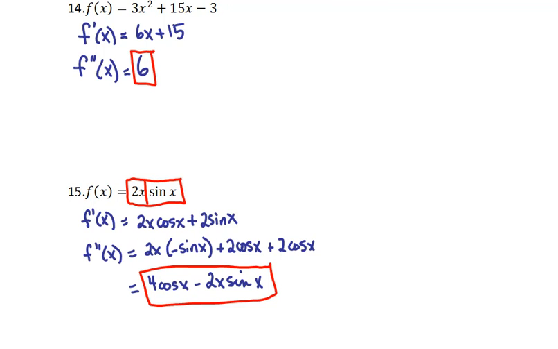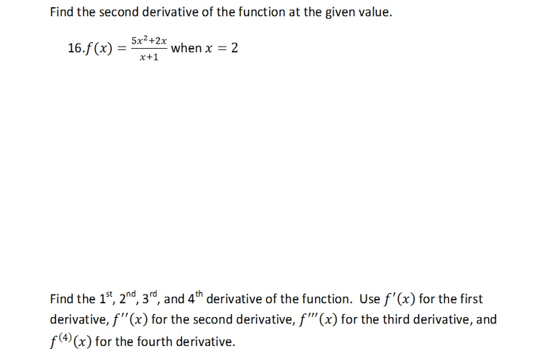And with number 16, we're looking to evaluate the second derivative when x is equal to 2. So the first derivative is going to take a little time, but the second derivative we don't have to simplify it. So we'll go through the steps here. We do have a basic quotient rule here for the first derivative. And so that's low d high.